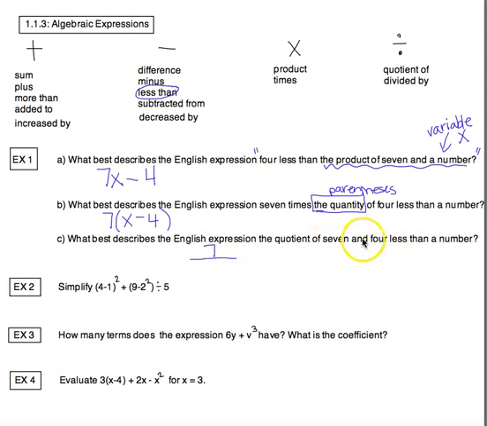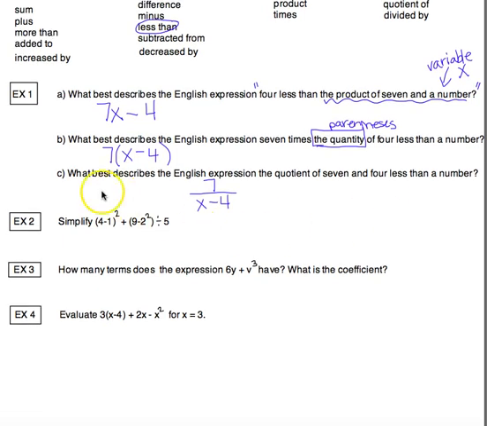Then it says "and," that's indicating that I'm moving to the denominator, 4 less than a number. So this, again, same thing that we've been doing, 4 less than a number would translate to x minus 4. So this example 1 has more questions on the quiz than any of the other pieces. It's the biggest piece.